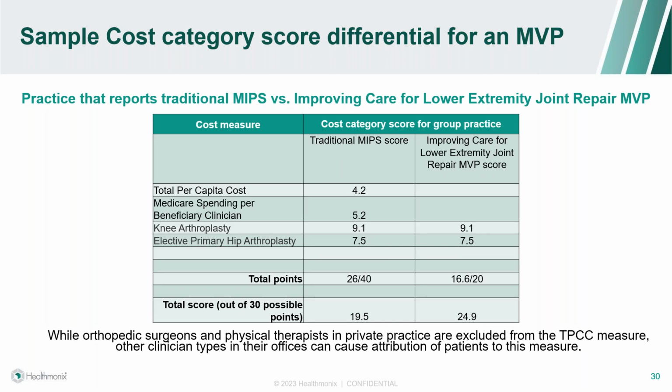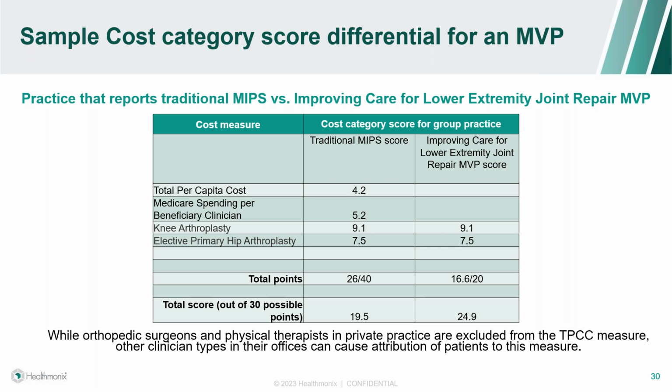All right, here's another example. A practice that reports traditional MIPS and the improving care for lower extremity joint repair. You're looking at the same type of thing. What you're showing here is on the traditional side, all of those scores add up to a 26 over 40, and that leaves you at 19.5 points for traditional MIPS. However, if you were to do the lower extremity, this is the one example I was giving a couple minutes ago, you only are going to be exposed to those 2 measures. There's your total points as well as your total score.